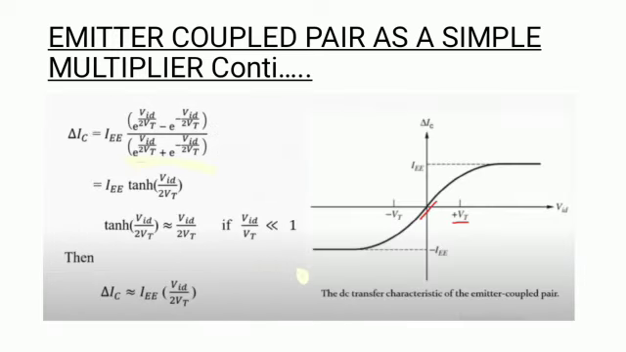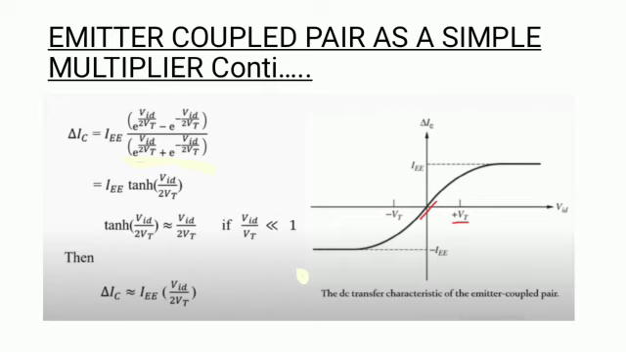delta IC equals IEE into e raised to VID by 2VT minus e raised to minus VID by 2VT by e raised to VID by 2VT plus e raised to minus VID by 2VT. This term is the expression for the tan hyperbolic function, that is, we know tan h of x equals e raised to x minus e raised to minus x by e raised to x plus e raised to minus x.